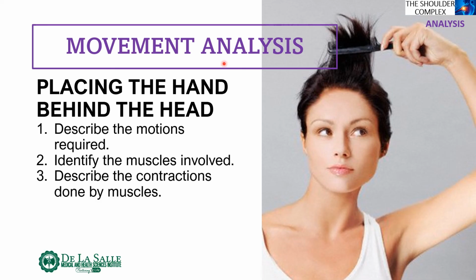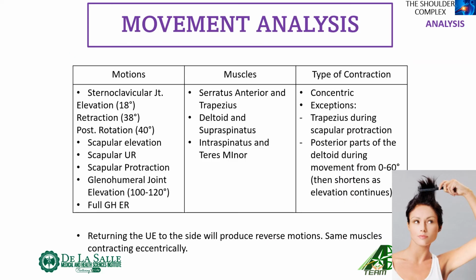Next, placing the hand behind the head. Please try to imitate the girl in the PowerPoint, or please try to do this one, placing the hand behind the head, for you to better analyze the actions happening in each segment of the shoulder complex. First, describe the motions required, identify the muscles involved, and describe the contractions done by the muscle. So let's proceed with analyzing the movements happening when you put your hand behind your head. Putting your hand behind your head results in shoulder elevation, right?